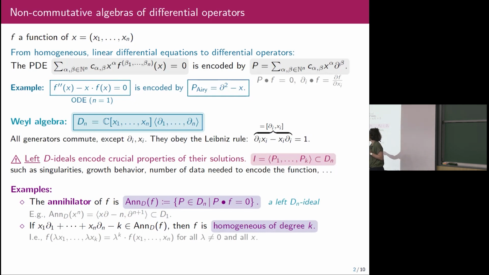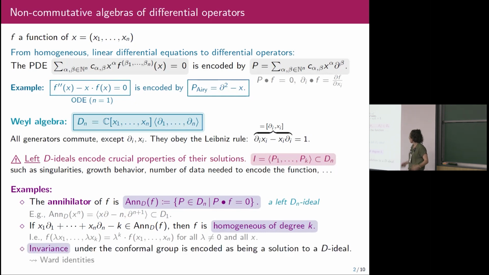If a sum of Euler operators minus a scalar k is contained in the annihilator of a function, then one can conclude that the function is homogeneous of degree k, and also vice versa. And one more example is that the invariance, or one might also call it symmetry under the conformal group, is encoded as being the solution to a certain D ideal, also known under the name of Ward identities.